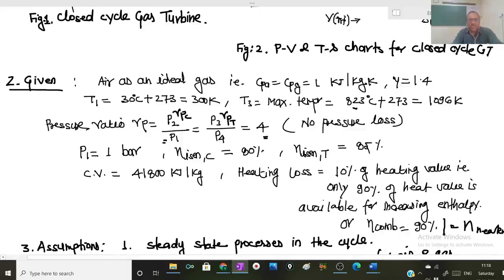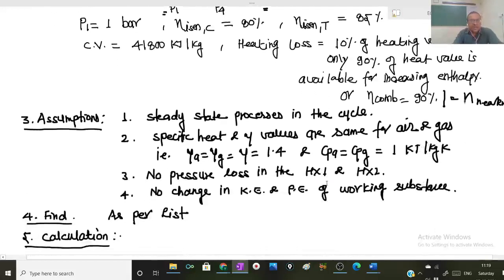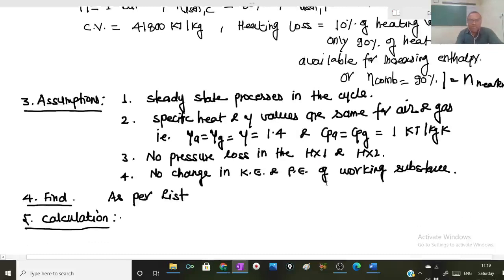So after drawing the schematic and enlisting all the given important variables and converting them into required units, like temperature in Kelvin and other units in SI units, the third step to be followed is assumptions involved. So let us consider all the processes taking place inside the components of the closed cycle gas turbine are steady flow processes, or they are in steady state.